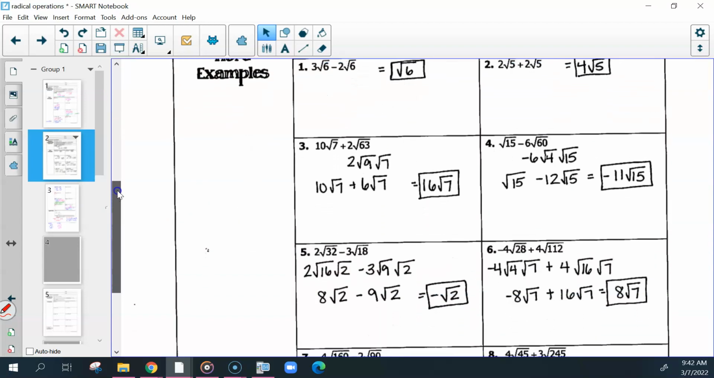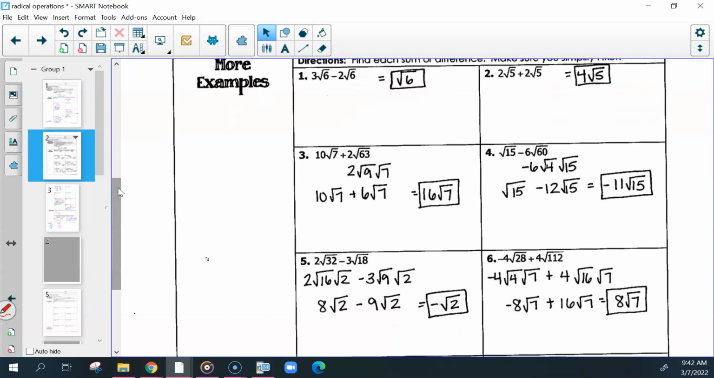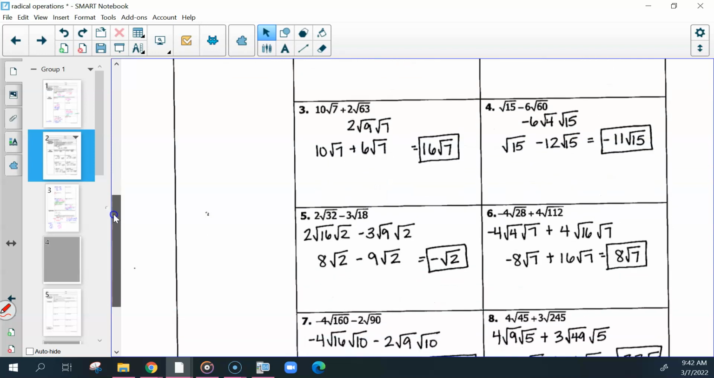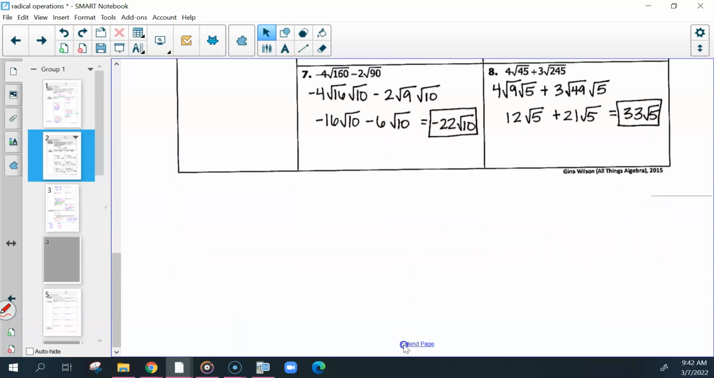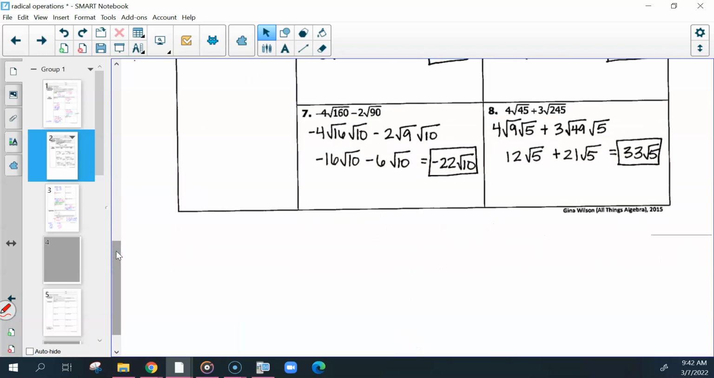Number 1 was just the square root of 6. So if you put 1 times the square root of 6, that's fine, but you won't usually see that 1 in front. Number 8 was 33 times the square root of 5. What questions did we have on that one?